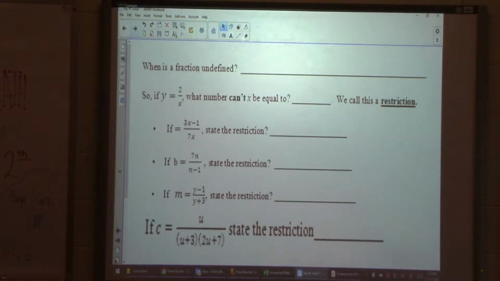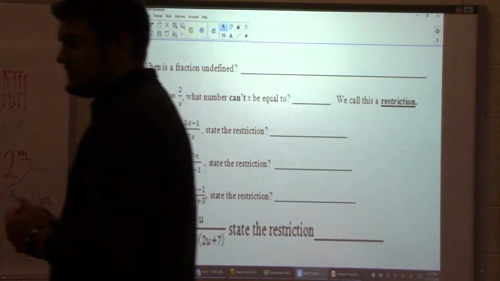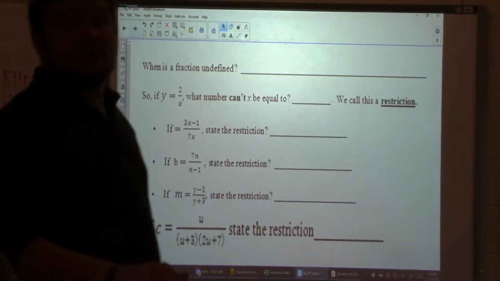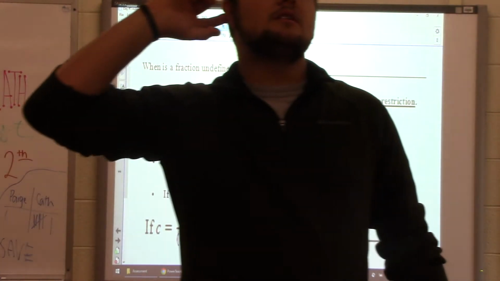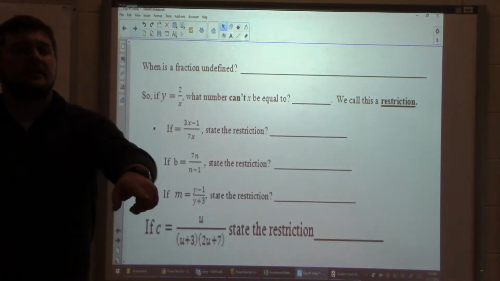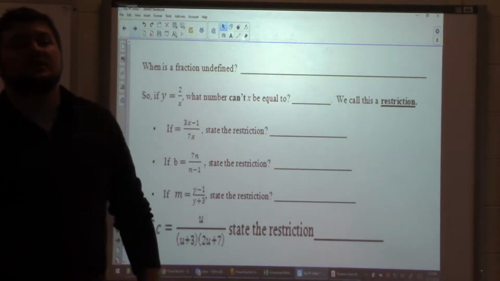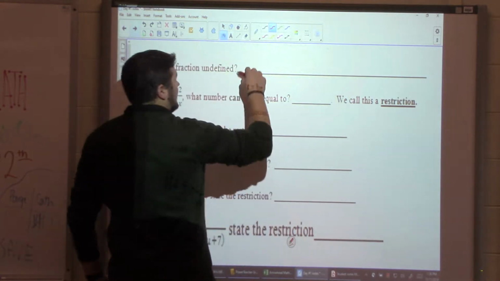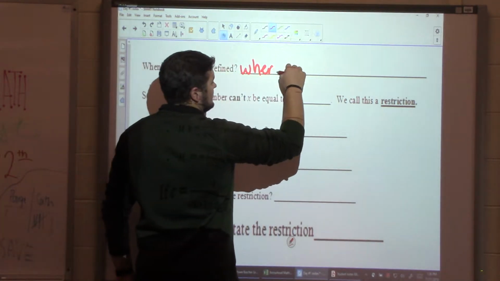Me too. Alright, when is a fraction undefined? In other words, when do you punch in a fraction on your calculator and it comes back and says error, or it's undefined? Zero over something? Not zero over a number, but number over zero. When there's a zero in your denominator, right? So when's a fraction undefined? When the denominator equals zero.